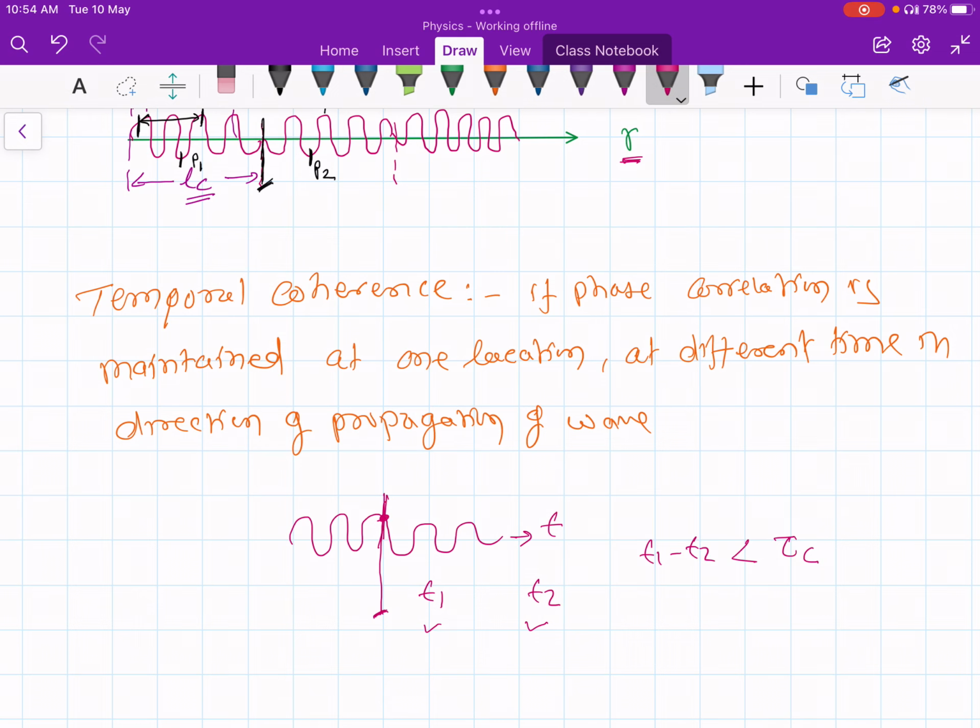See, I have considered this point, this is my location. Through this location, the wave is propagating. And as the wave propagates, the phase at this location keeps on changing. I can have the phase correlation at different times t1 and t2 at this location only if the difference between t1 and t2 is less than the coherence time. Then that is nothing but temporal coherence.